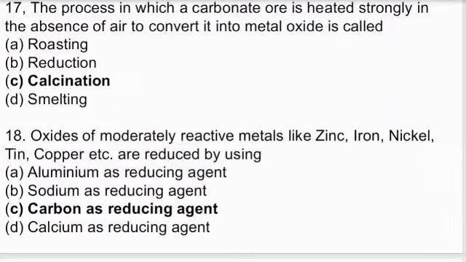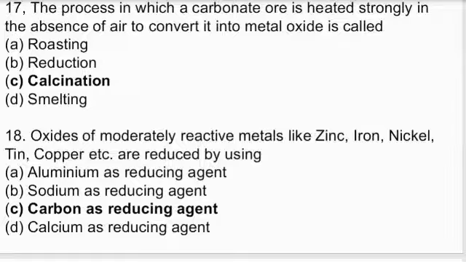The process in which a carbonate ore is heated strongly in the absence of air to convert it into metal oxide is called. The options are roasting, reduction, calcination, smelting. The correct option is C, that is calcination.